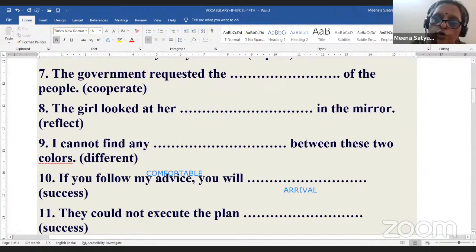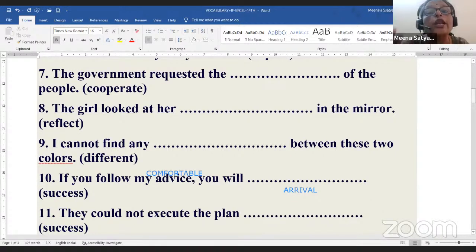The girl looked at a dash in the mirror. You look at your reflection in the mirror. So it's the word reflect. It's a verb. So you add ion, it becomes a noun there. You do not worry about what it becomes or what it doesn't become. But please understand that it can change its form. That's what I'm trying to bring into your notice.